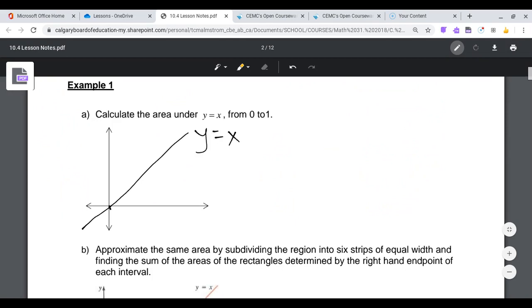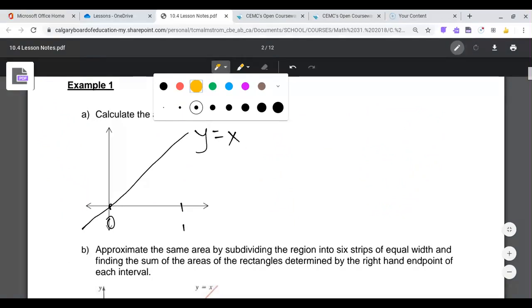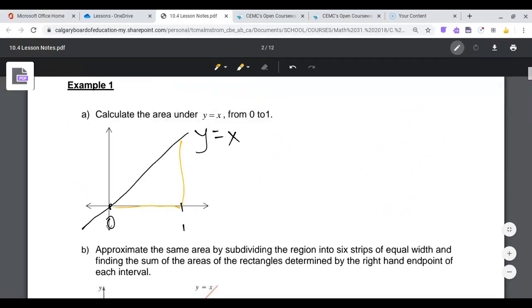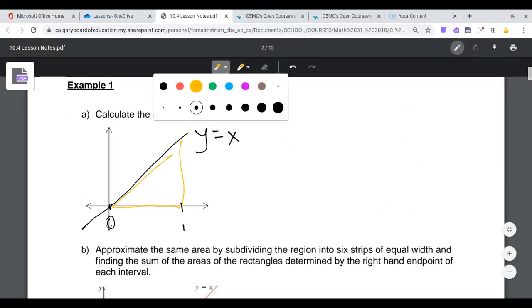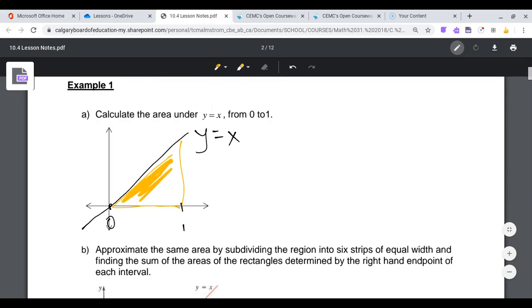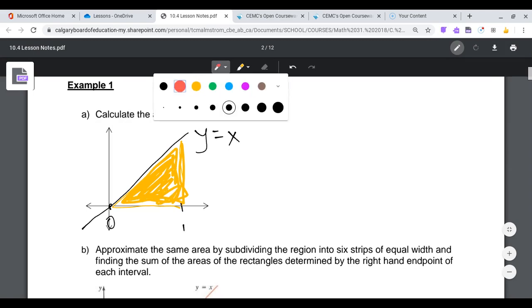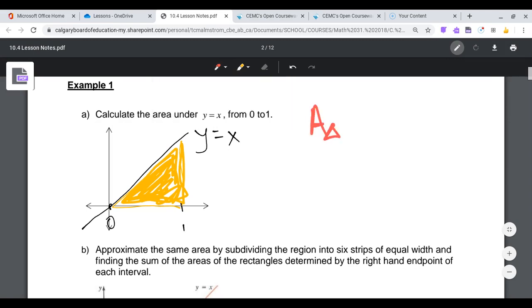And I have 0 to 1. So I'm going to draw myself a boundary at 1, and hopefully you can clearly see that this just forms me a nice geometric shape. So I don't need strips for this question. It's a triangle. So to calculate the area of a triangle, it's half the base times the height.